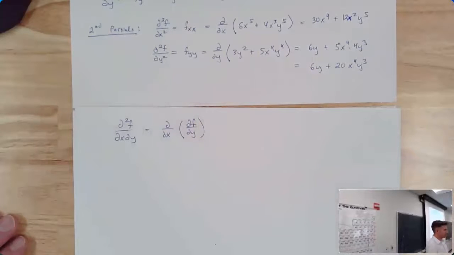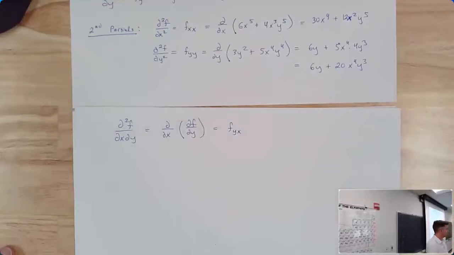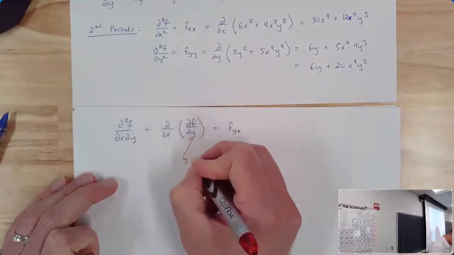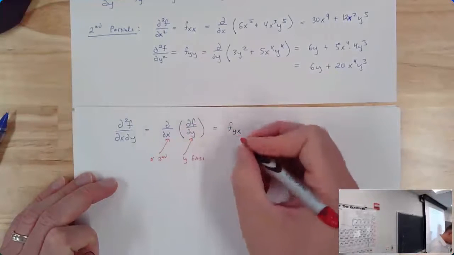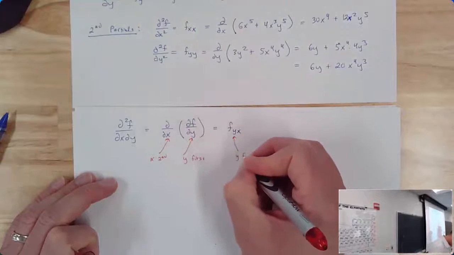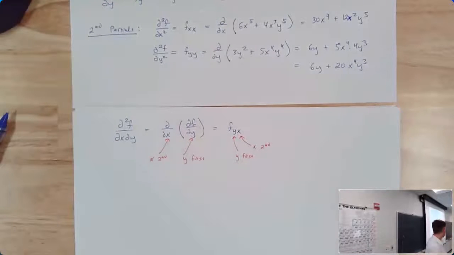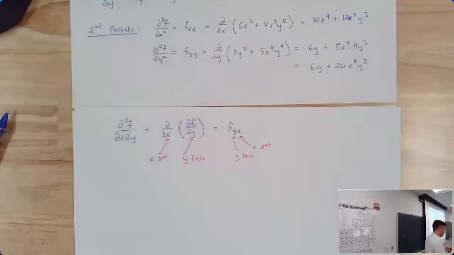And now here's the bummer. At least I think it's a bummer. If you're using the other notation, the subscript notation, we write this as fyx. So I just want to be super duper clear. This says we do y first, x second. This says the same thing. This says we do y first, x second. That's just the way it is. Kind of annoying, but that's the way the notation has been decided upon by someone who isn't me. Okay, so it's still not a big deal though.